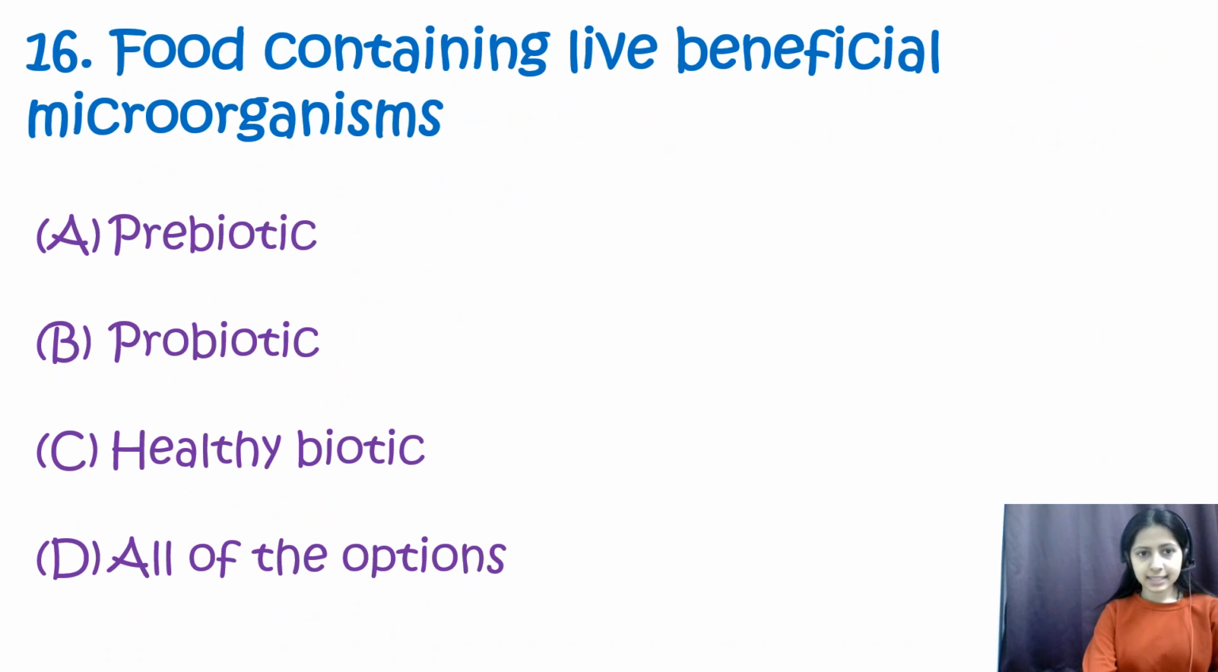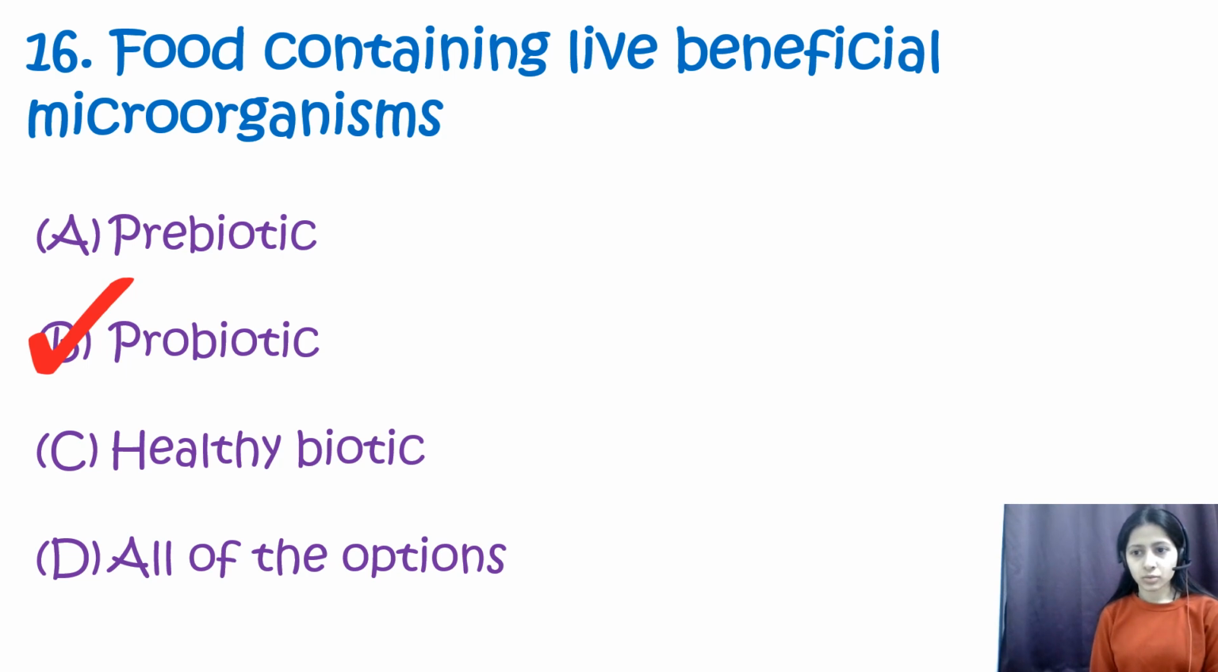Question number 16. Food containing live beneficial microorganisms. Option A, prebiotics. Option B, probiotics. Option C, healthy biotics. And option D, all of the options. So the correct option is option number B, that is probiotics. Probiotics are live microorganisms that, when consumed in an adequate amount, provide health benefits to the host. They are found in a variety of food products, say in yogurt, kefir, kimchi, and they are believed to improve digestive health. They can even boost the immune system, promote heart health, and so on.